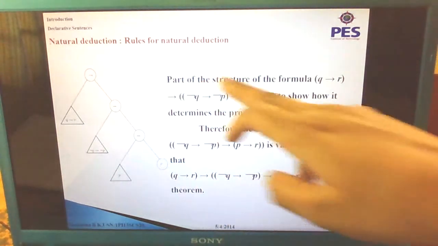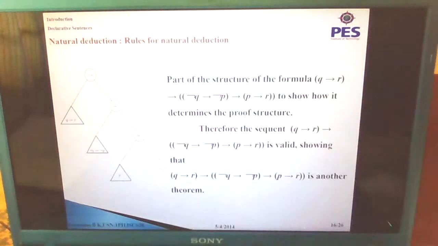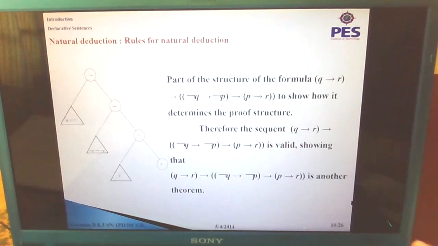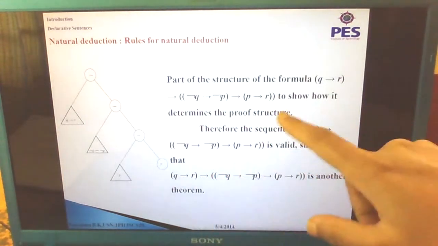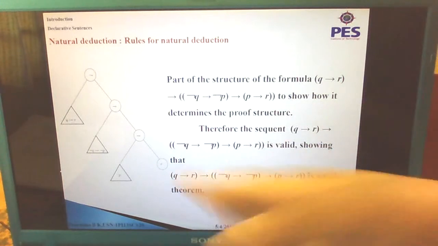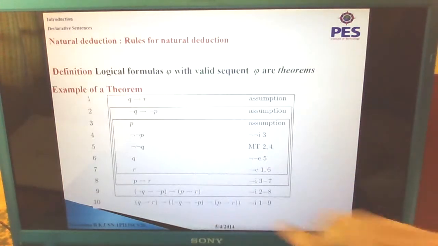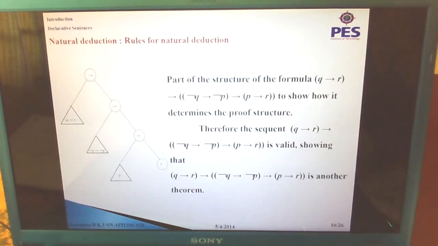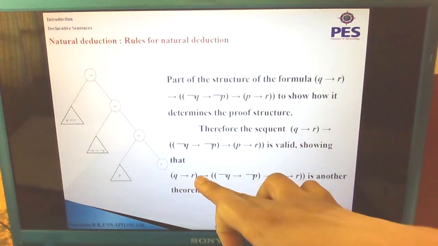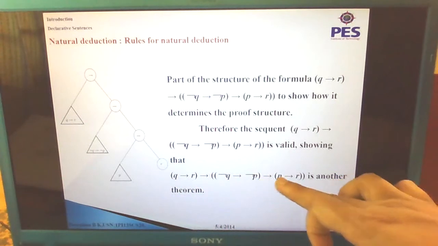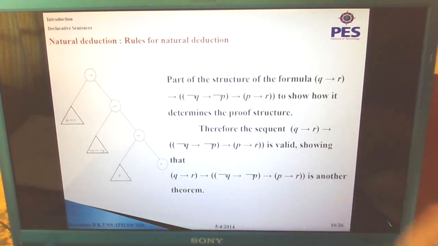The part of the structure of the formula for the previously proved example shows that it determines the proof structure. This is the proof structure we are going to give. This is also true. Q implies R implies negation of Q, negation of P, and implies Q, P implies R is another theorem.